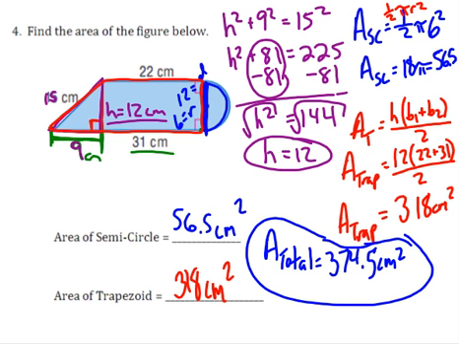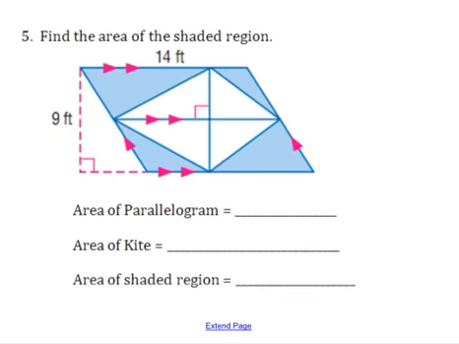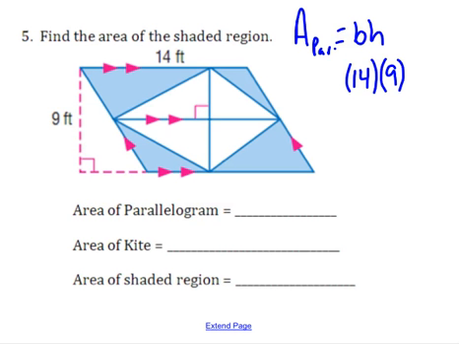And last but not least, let's go over to number 5 on the back. So number 5 on the back, find the area of the shaded region. So this is a parallelogram. Alright? Good news is it's actually pretty easy, because the area of the parallelogram is equal to base times height. The base is 14. So the base is 14. The height, the 9 is perpendicular here.